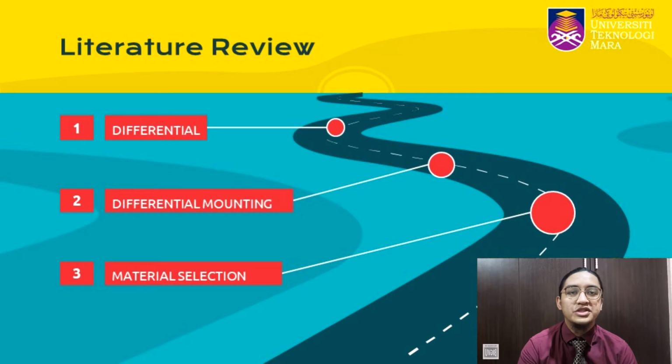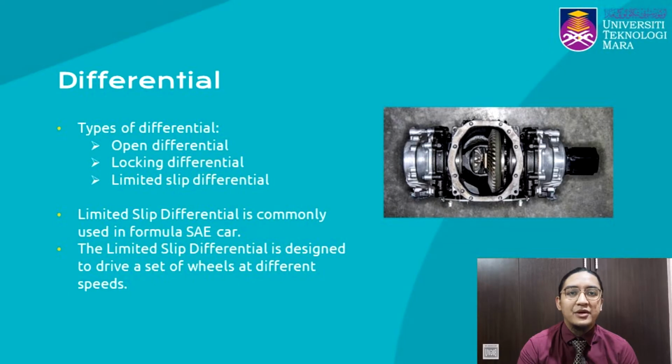Moving on to the literature review. First, the focus will be on the differential, followed by differential mounting, and finally, material selection. There are many types of differential available nowadays in the automotive industry. The first type of differential is the open differential. Open differential will divide the torque from the engine into two outputs for two different wheels. This will allow the outer and inner wheel to rotate at different speeds.